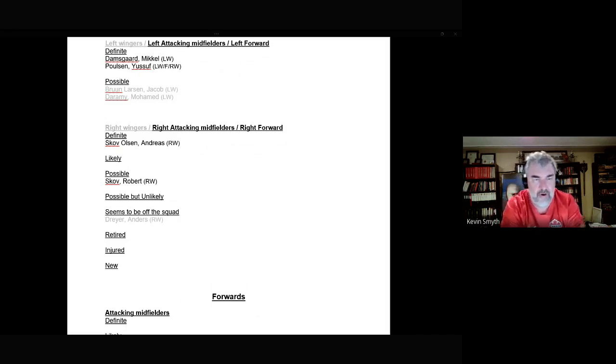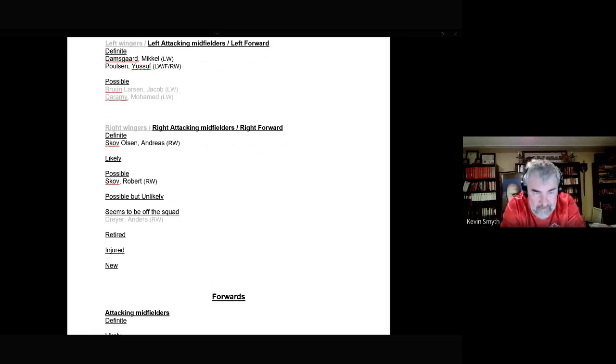So Andreas Skov Olsen was selected for the 2020 Euro Cup, but he was just subbed in to games 1 and 2 in that tournament. But he's obviously made big inroads since then. In 2022 World Cup qualifying, he scored 5 of their 30 goals and was their co-top scorer. So he's been holding down the position basically since immediately after the Euro Cup there in 2020.